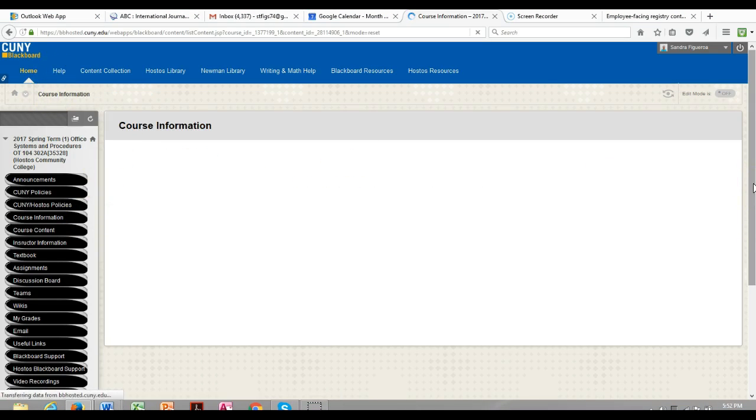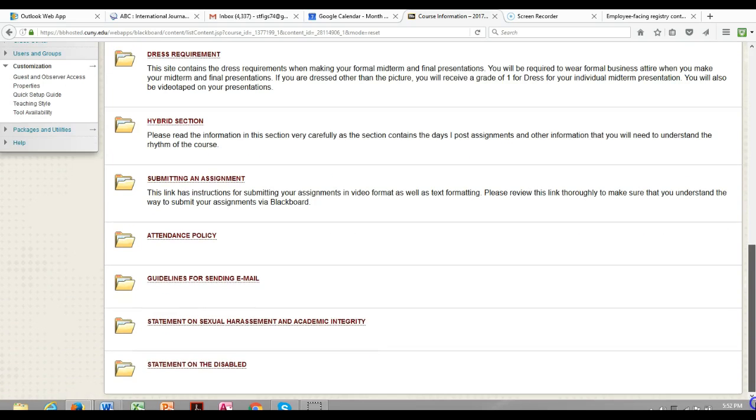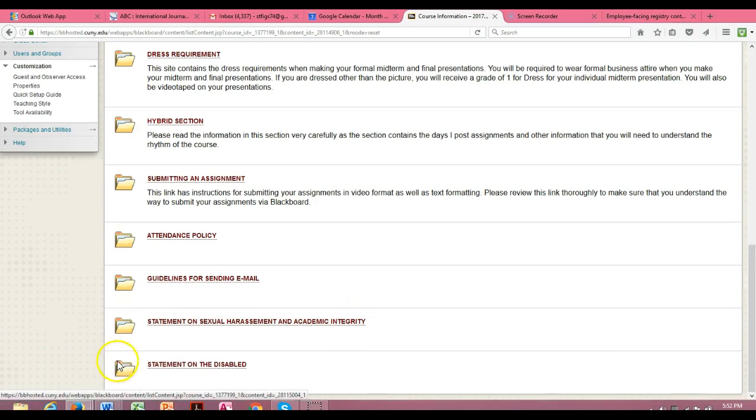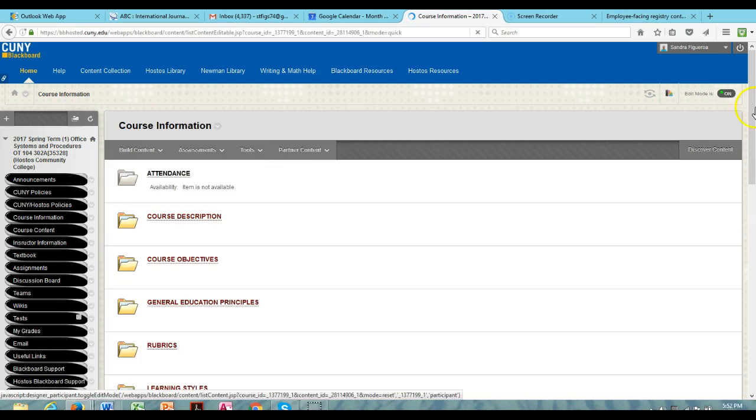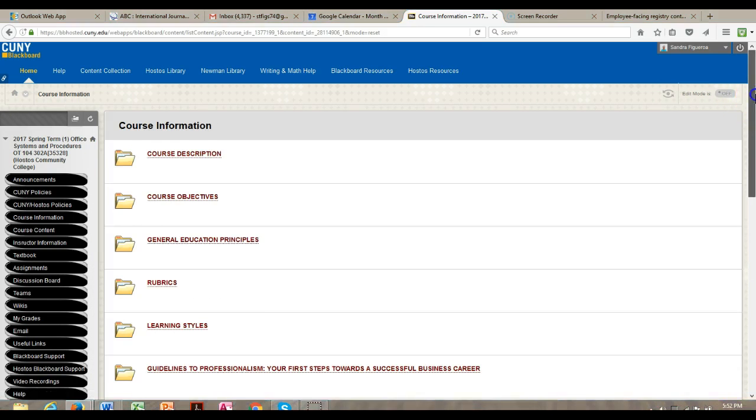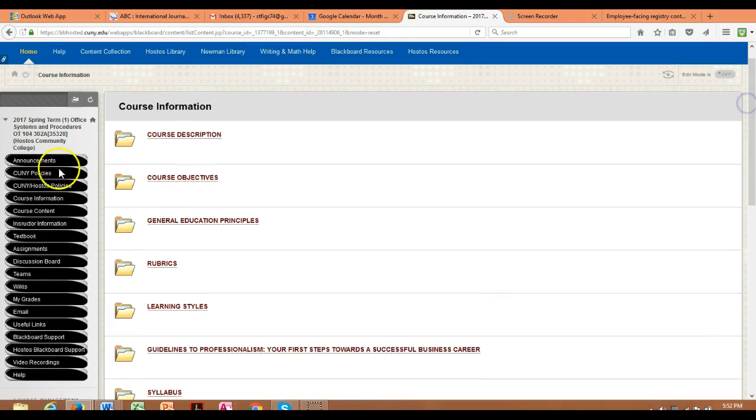And the last thing to look at will be sexual harassment, academic integrity, statement on the disabled. Those are also listed in the policies. Okay, the CUNY policies and the HOSTOS policies. All right, right here. Okay, the textbook, ladies and gentlemen.